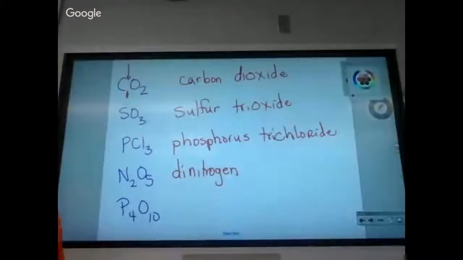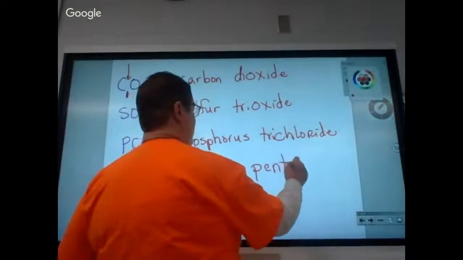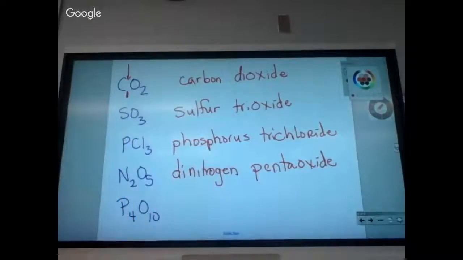Why is it not dinitride? Because it's not at the end. It's not the second element. The second element only gets the IDE. Remember, we were working on that vocabulary. So O, being the second element, gets the IDE ending. Now, what's five? Penta. And then oxide. So dinitrogen pentaoxide.